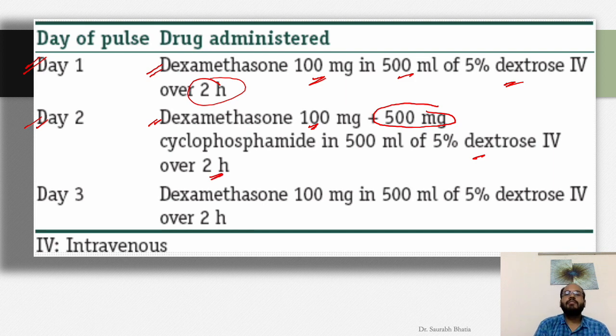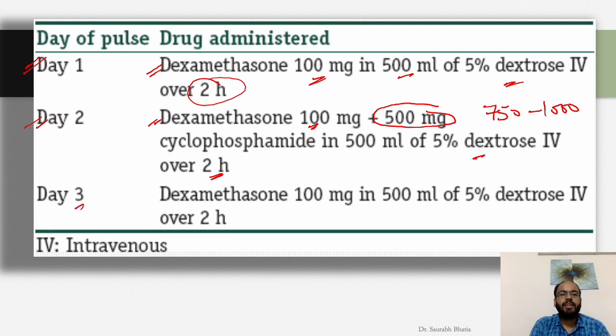Now remember that if only cyclophosphamide is given, sometimes the dose is increased to 750 to as high as 1000 mg when you are giving cyclophosphamide only for 1 day. So I'm talking here about IV cyclophosphamide pulse, not DCP, 750 to 1000 mg single day pulse once a month. But when cyclophosphamide is combined with dexamethasone, the dose is reduced to 500 mg.